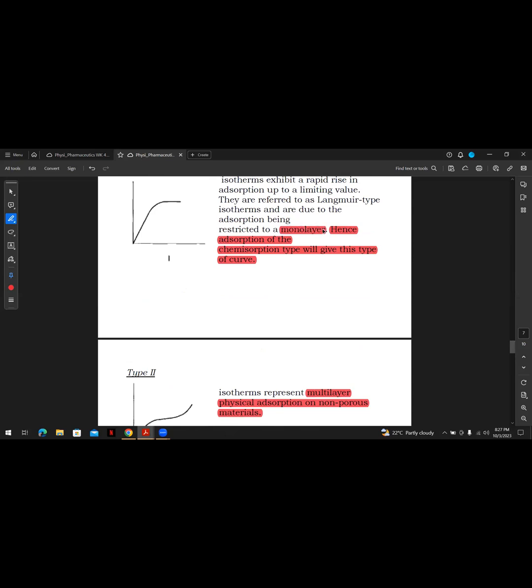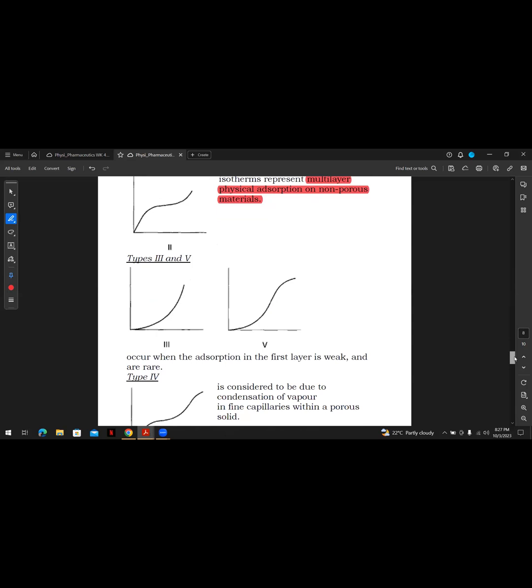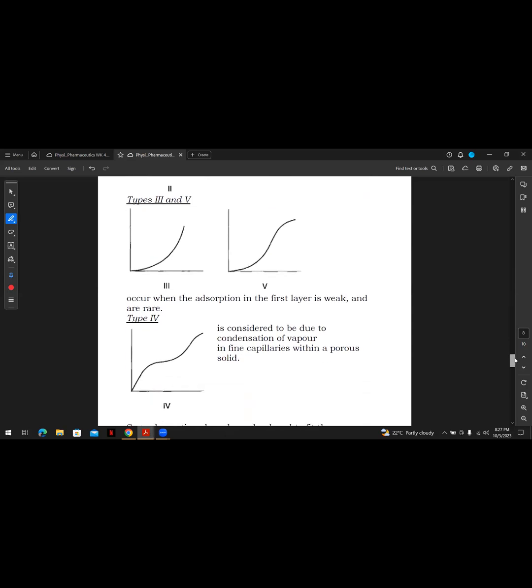Types 3 and 5 occur when the adsorption of the first layer is weak, and they are rare. So the first one is a monolayer, it's rapid, and it plateaus. The second one can form multi-layers, it plateaus a bit, then keeps going up. Then types 3 and 5 occur when the adsorption of the first layer is weak.